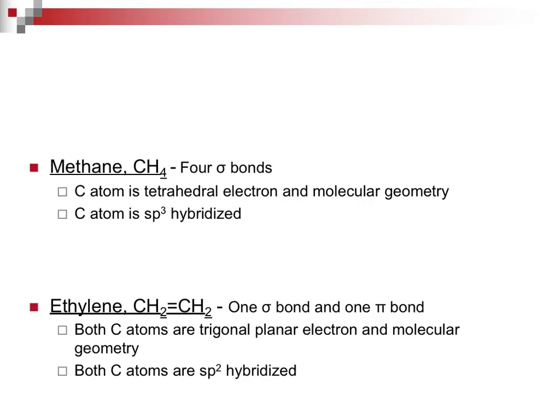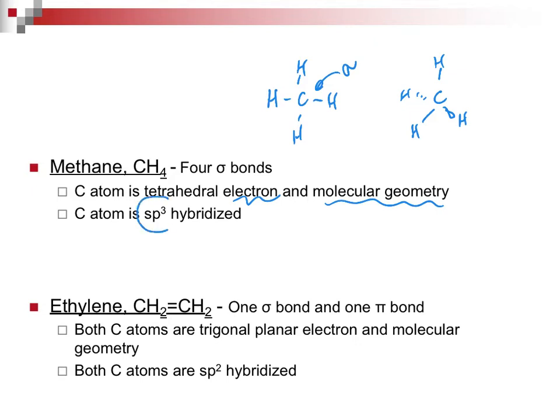So let's apply this. If I have the molecule methane, I have 4 sigma bonds. I'll just draw it like I would with a Lewis structure. Each of these is a sigma bond. We know the carbon, I guess I have to draw it, is tetrahedral, and that is both its electron and molecular geometry. We also were taught in the last section that each of these bonds is an sp3 hybrid bond, okay?